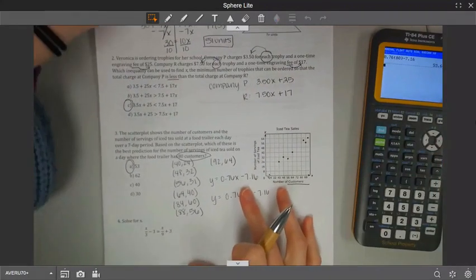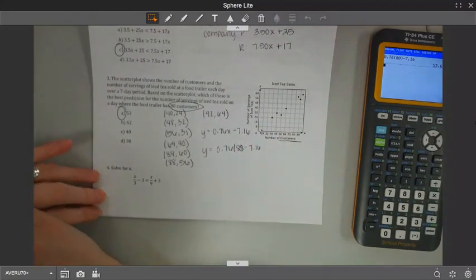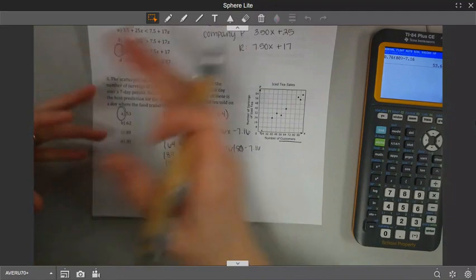All right, on number 4, there are 2 ways you could have solved this. One with the fractions and one without. I personally do not like fractions.